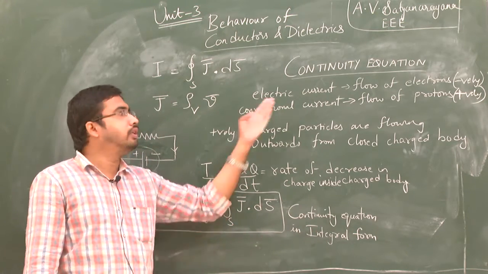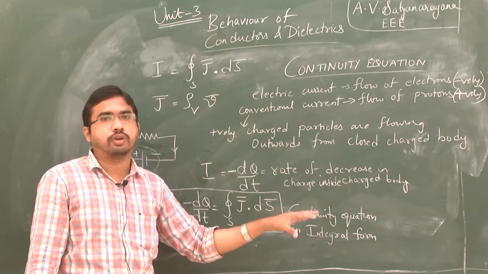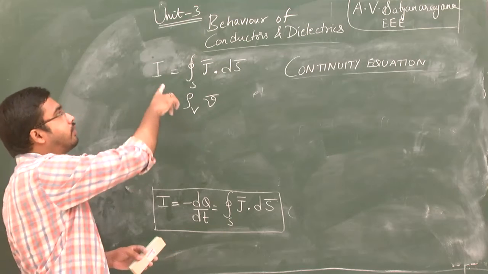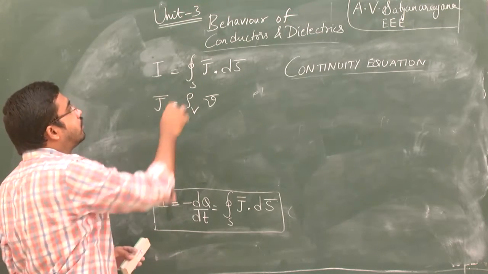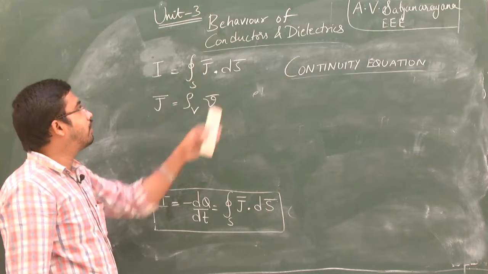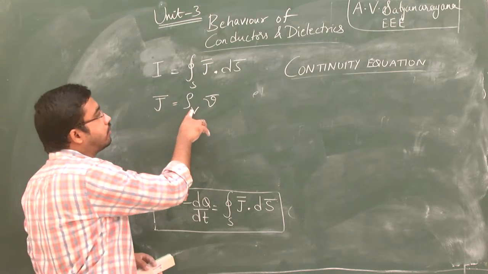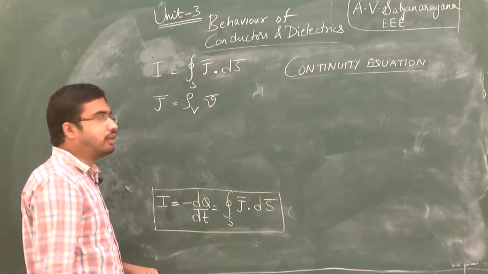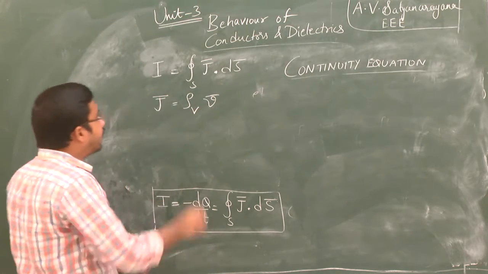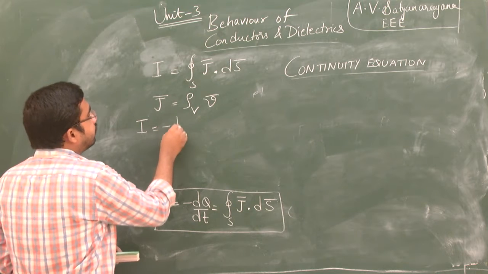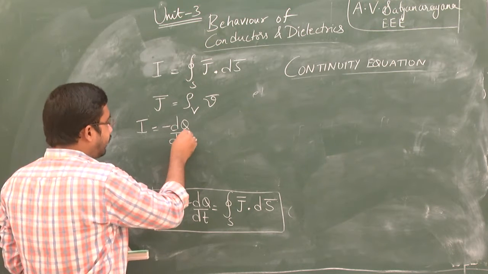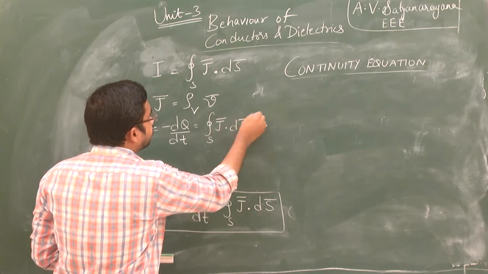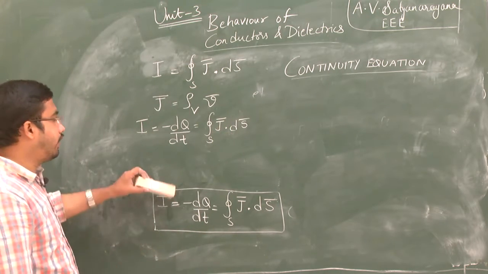Next we should derive the continuity equation in point form. Okay. So one by one, what are the formulas we are deriving? Let us write on one side. First formula that we have derived is I equal to closed surface integral of j bar dot ds bar, and j bar is equal to rho v into v bar, where this v is the velocity of the charged particles with which they are moving. Next, continuity equation in integral form, that is I equal to minus dq by dt, that is closed surface integral of j bar dot ds bar. These three equations we have derived.